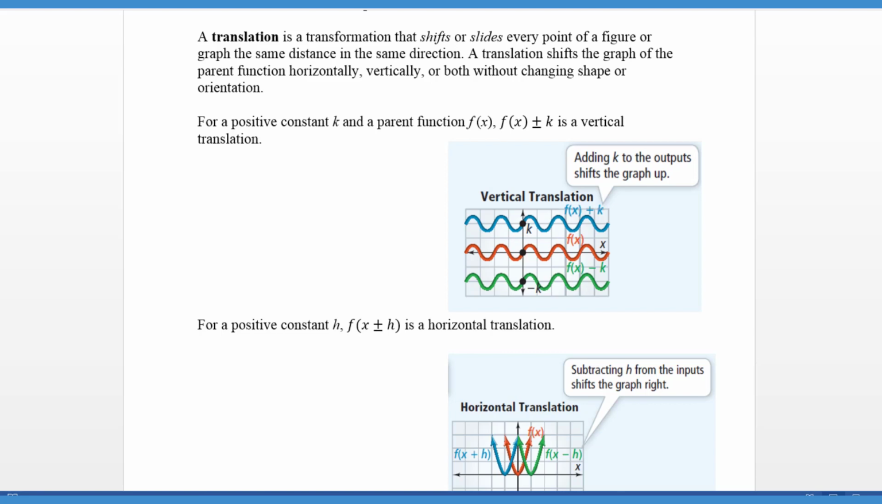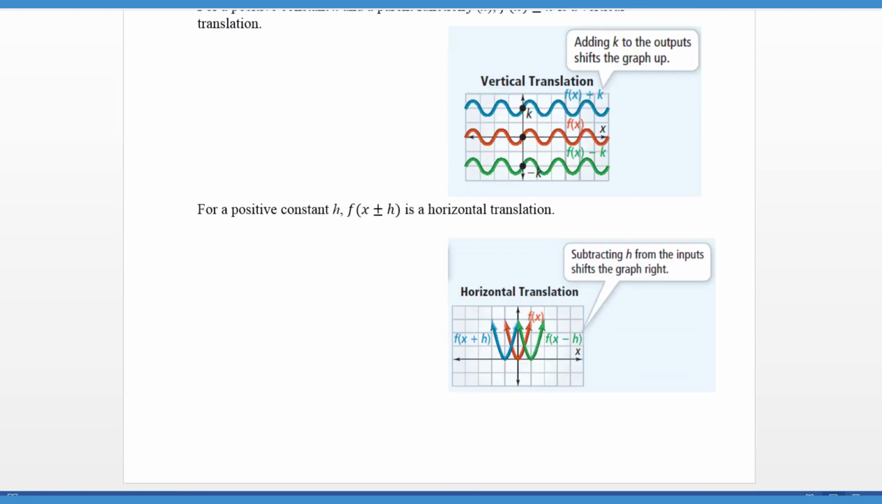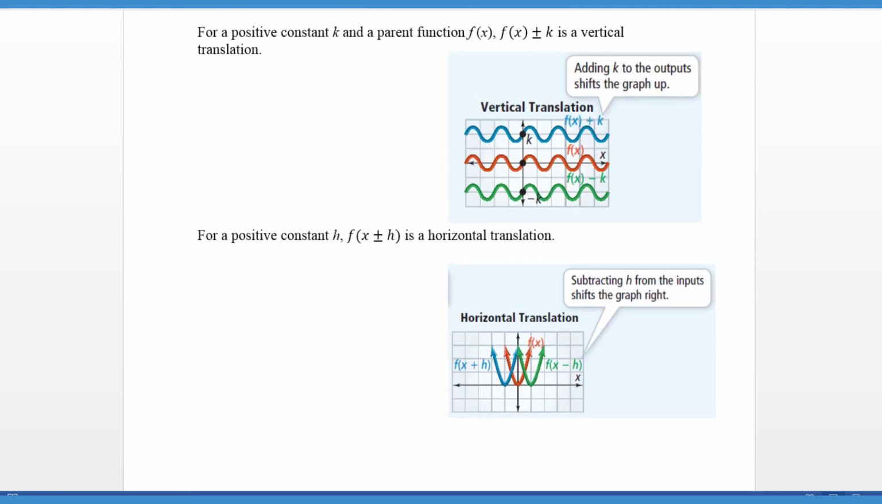You can see here in the first one, a vertical translation is when we add a value to the entire function, the entire base function or parent function. Now, we're going to be using k to represent vertical translations for the rest of the year. And if you look at the second part of this, h is a translation that moves it horizontally. It's going to move it left or right.